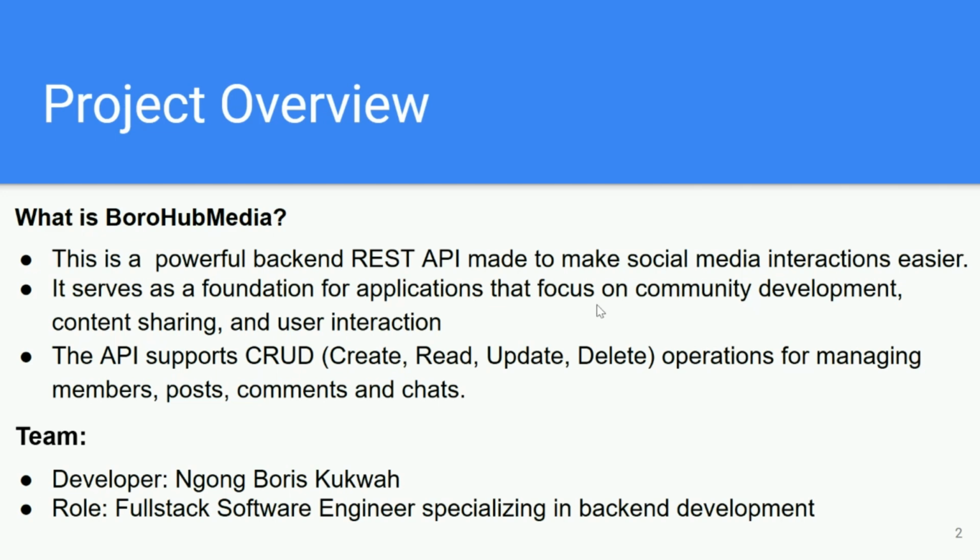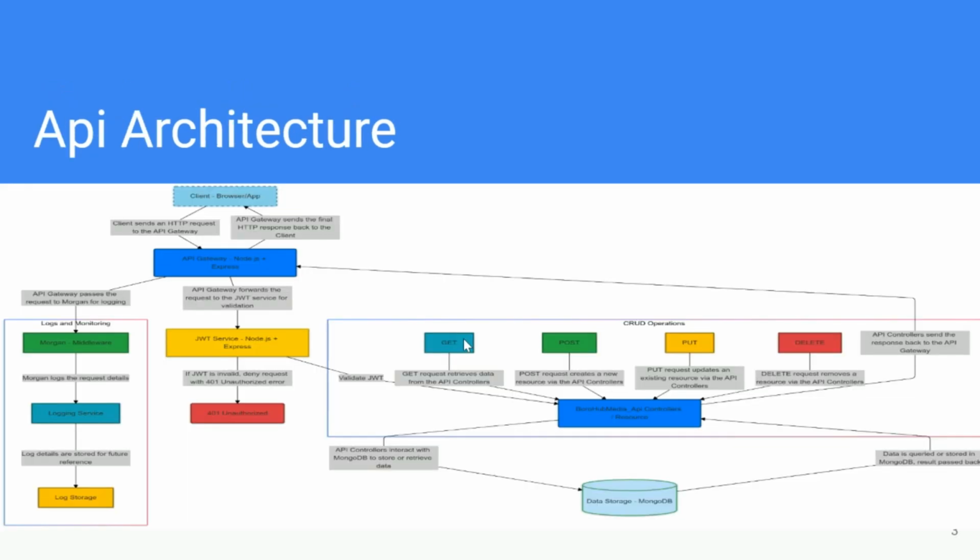Before we dive into the demo, let's take a look at the API architecture. Here we see how each component of the backend works and relates with one another. The client sends HTTP requests to the gateway, which verifies the token for authentication and authorization using the JWT service. Once verified, the gateway forwards the request to the appropriate resource handler, which queries the MongoDB for the required data and returns it back to the client.